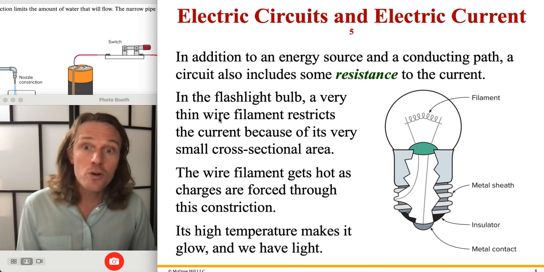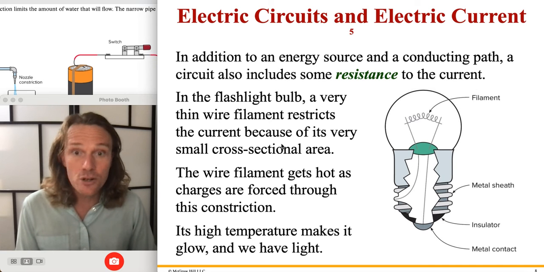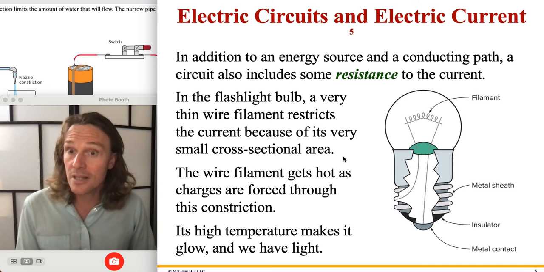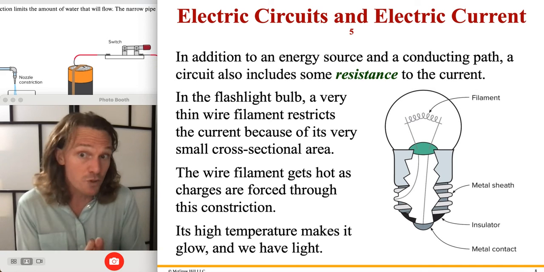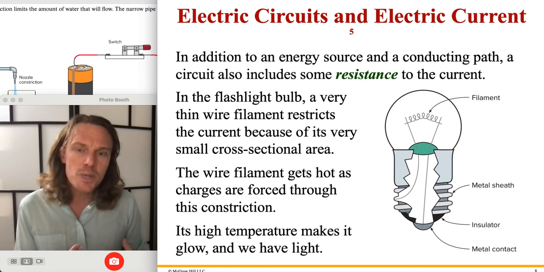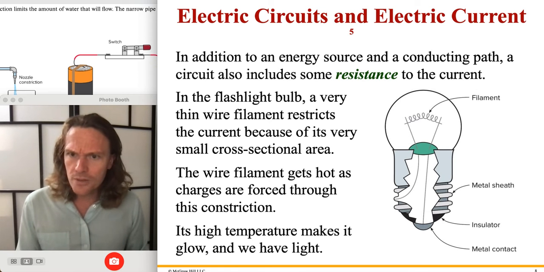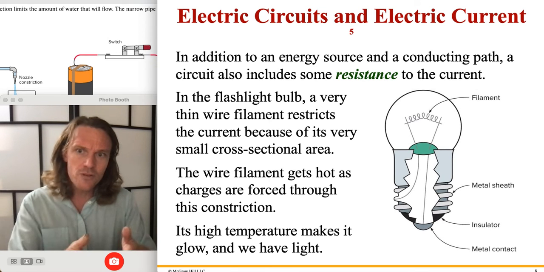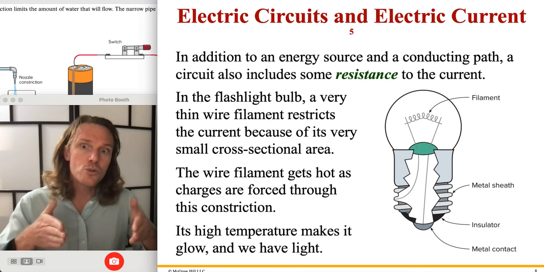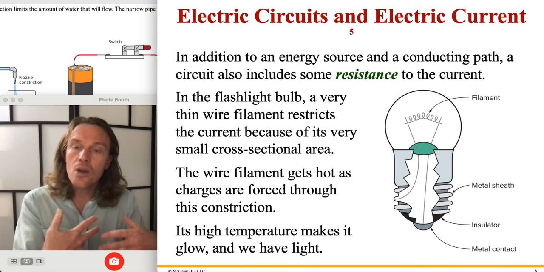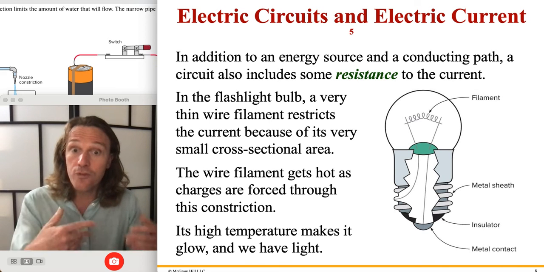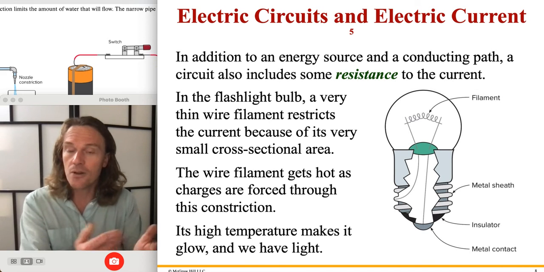If the flashlight bulb has a very thin wire filament, it restricts the current because of its very small cross-sectional area. I said, it turns out one way to have high resistance is just to be a small wire, which actually makes a lot of sense because that works with the fluid analogy, doesn't it? Because if you confine a fluid to a super narrow channel, what happens, right?